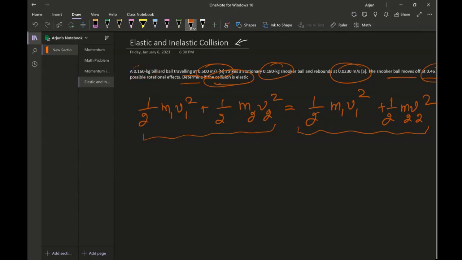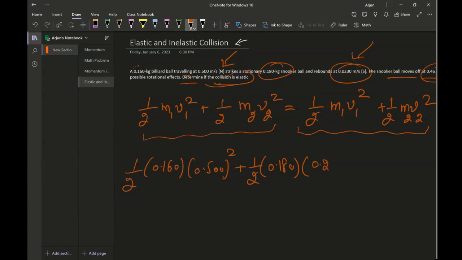The initial mass is given for the billiard ball, which is 0.160, and the initial velocity is also given, which is 0.500. Notice in this case, I don't need to worry about north, south, east, positive, because when we talk about energy, we do not worry about the direction of the energy. So this is square plus half times the second ball is 0.180, and what is the velocity of the second ball?